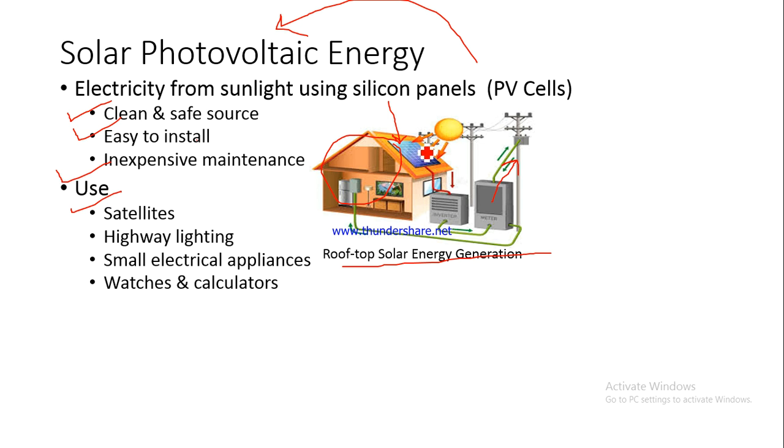Or when it is too dark, or maybe during the winter months, what will happen? This house would actually be using the energy from the grid, using the electricity from the grid, and that is why, have a look at this particular arrow. So we are getting energy from the electric grid.